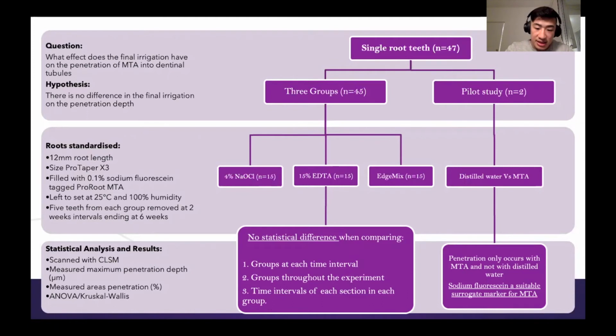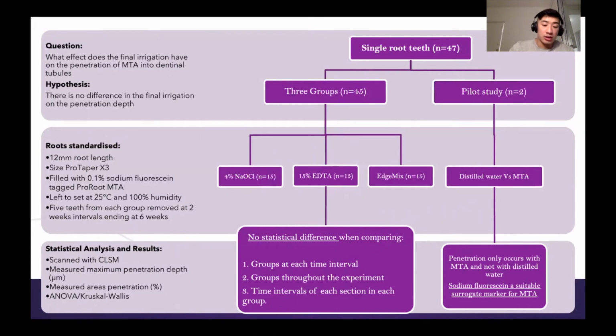And in the pilot study, we noticed only penetration where MTA was used. So we deemed that actually sodium fluorescein was a suitable surrogate marker for MTA. So now the question is, why is MTA still able to penetrate with the same efficiency despite the final irrigation protocol?